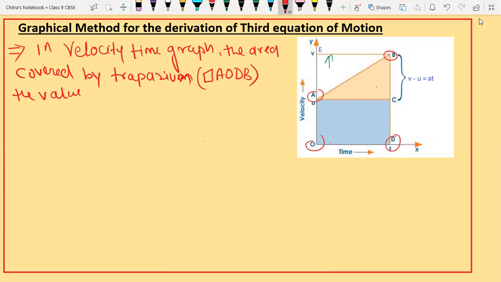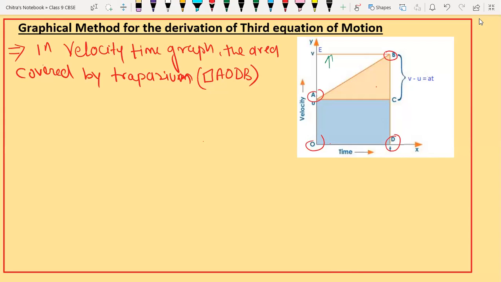AODB. Sir, but that is a quadrangle, right? Yes, beta, we have already gone through that, but a trapezium is a type of quadrangle. Yes.